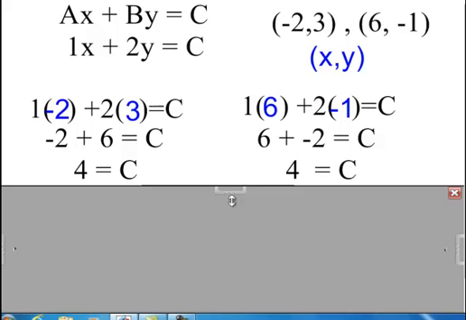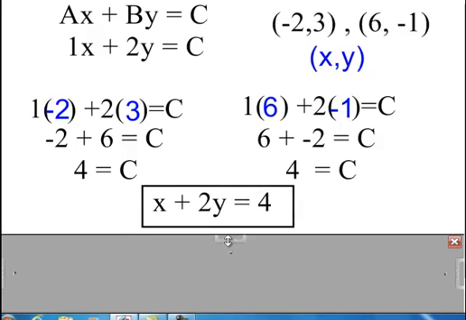Now that we know that c is 4, the equation of the line in standard form would be x plus 2y equals 4. And from here, slope-intercept is a piece of cake.